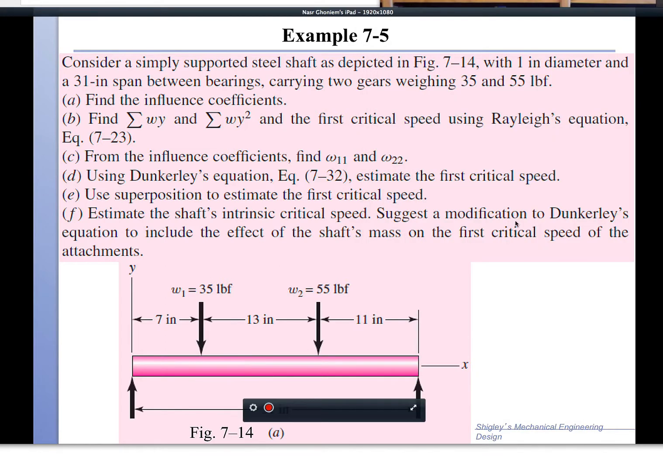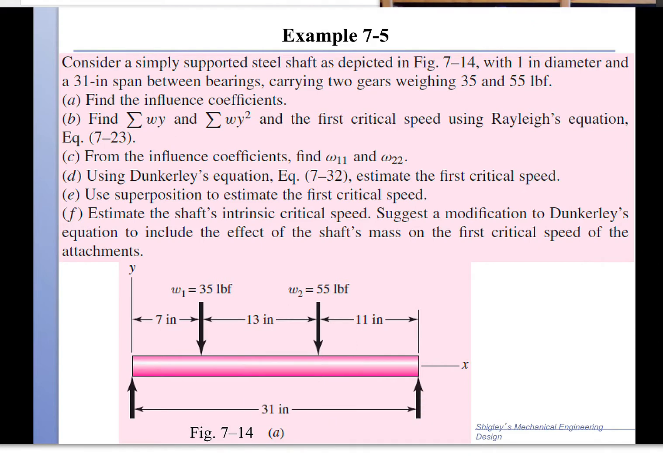So here's example 7.5. We have a simply supported steel shaft with 1 inch diameter and 31-inch span between bearings, and it's carrying two gears. One weighs 35 pounds and the other one weighs 55 pounds. First, find the influence coefficients. So let's go find the influence coefficients.